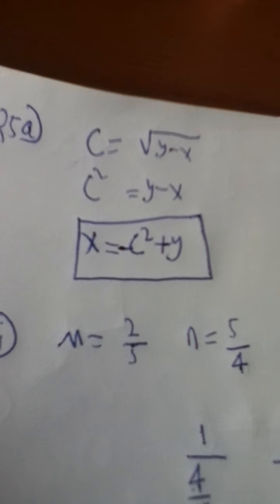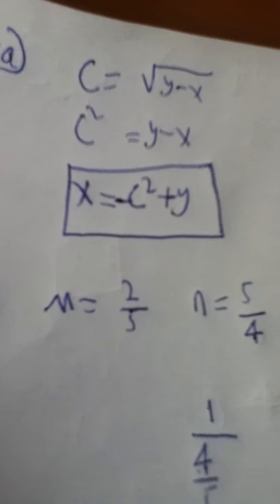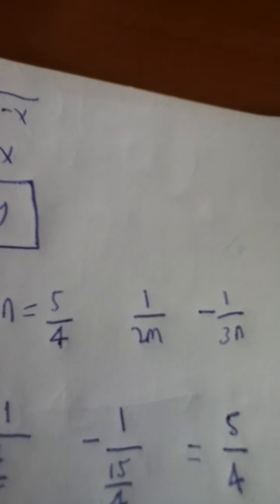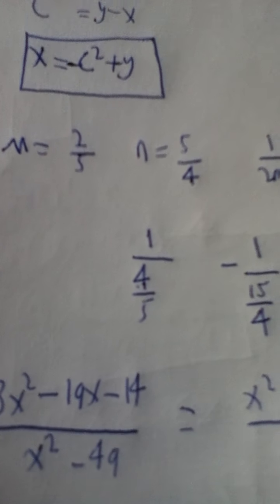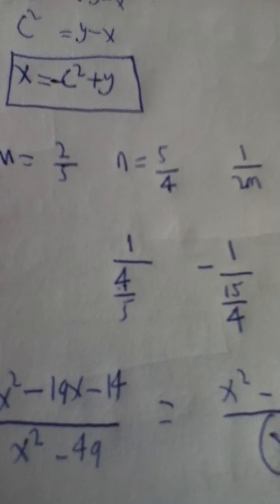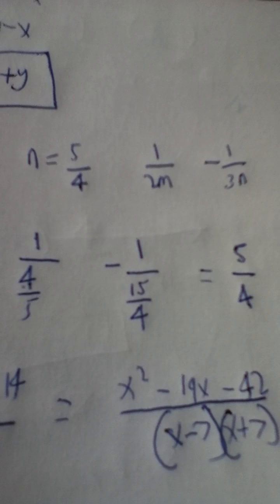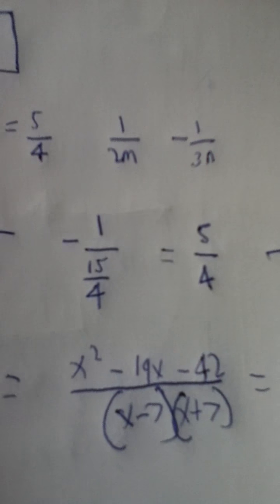And then for b part 1, you're told that m equals 2 over 5 and n equals 5 over 4. And you're asked to find the value of 1 over 2m minus 1 over 3n. So you do 2m equals 4 over 5, so you have 1 over 4 over 5. And 3n is 15 over 4, so it's minus 1 over 15 over 4.